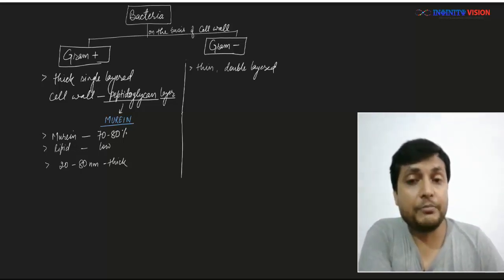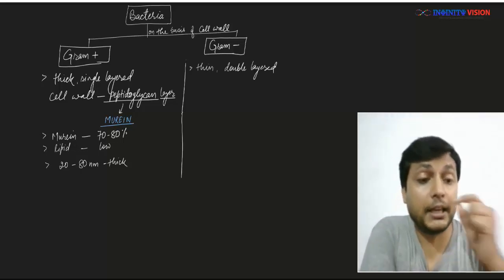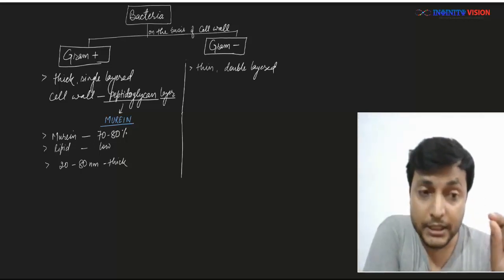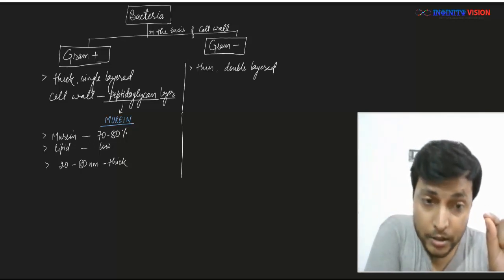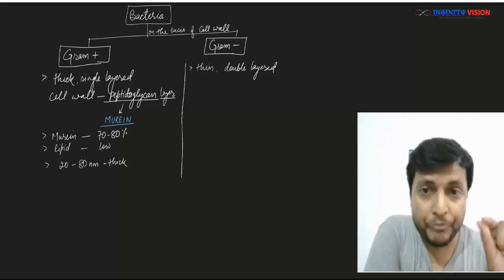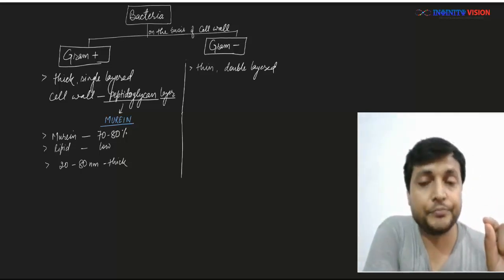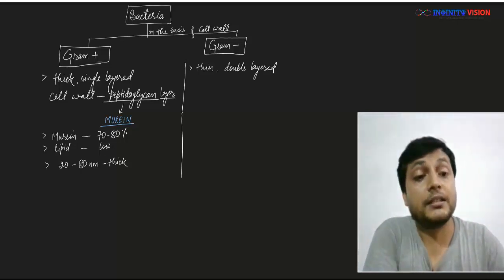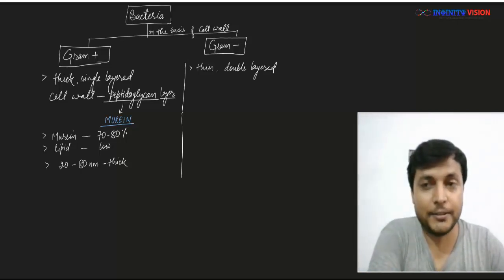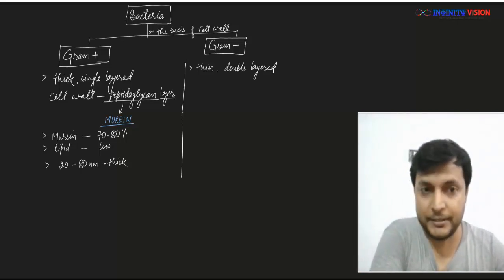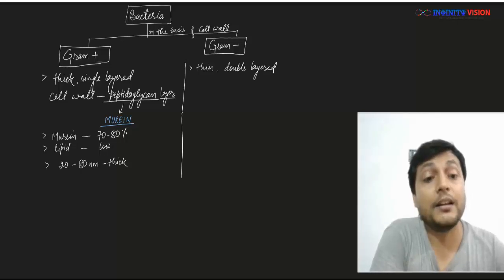Now let's see something about gram-negative. Now, the gram-negative bacteria has a thin cell wall. Okay, the thickness is low. It is thin, less thick, a thin cell wall, but it is double layered. Can you see the irony here? The thicker cell wall is single layered, but the thinner cell wall is double layered.